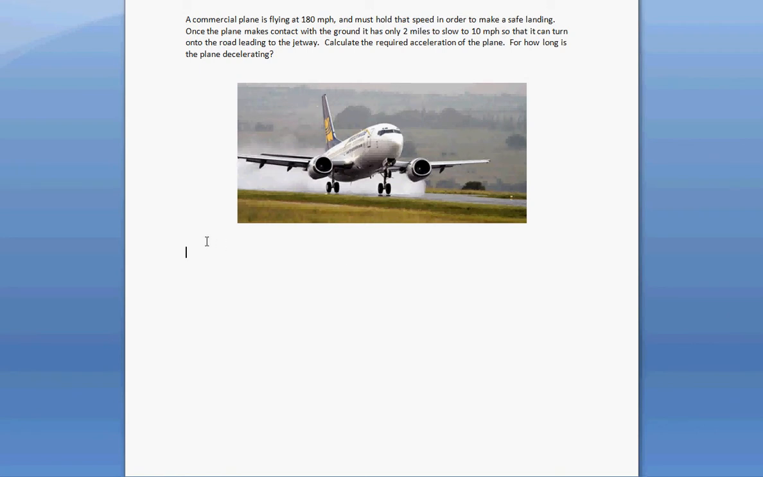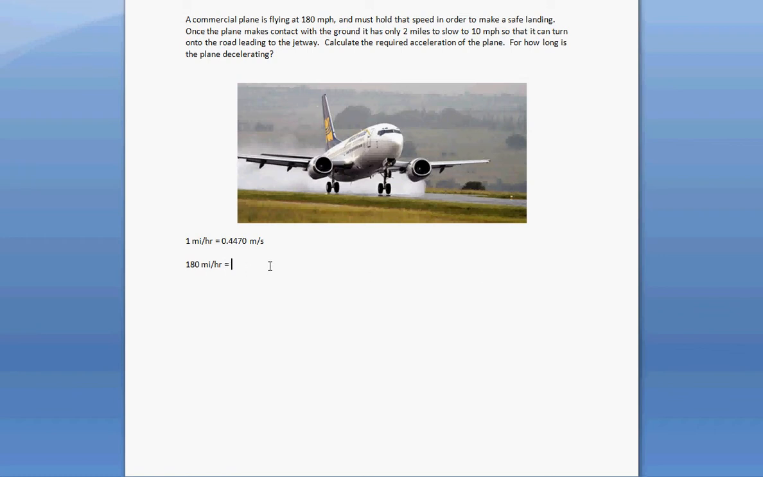So we're going to get our conversion factor, and 1 mile per hour is equal to 0.4470 meters per second. And I got that by just looking it up in a book. You can look that up in a book or online and find what that is. So now we're going to change our 180 miles per hour into meters per second using our conversion factor.